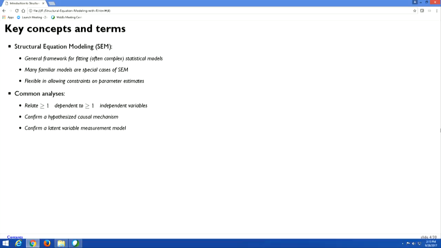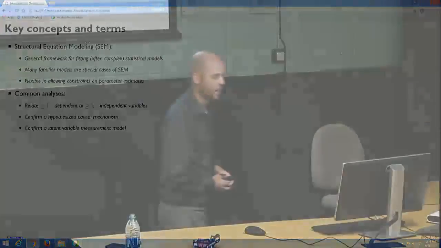But two types of models that are very popular in the SEM framework, which people with these types of research questions will tend to use, is to confirm a hypothesized causal mechanism, which often can be more complex than just A causes B, like smoking causes cancer. It can be A causes B through the path of C and D or something like that. And I'll have some examples to show you later on so that becomes less abstract for you.